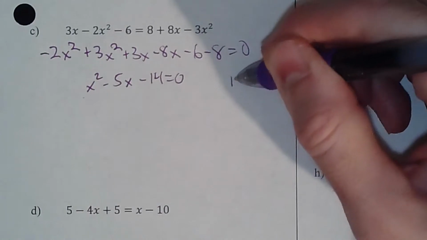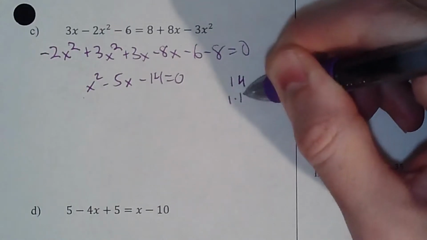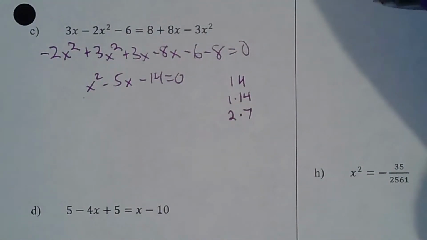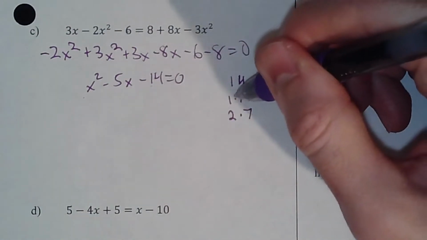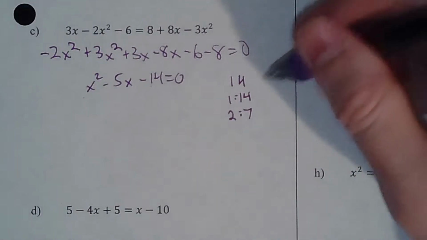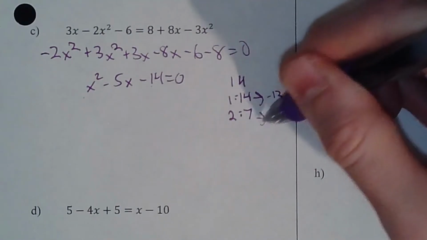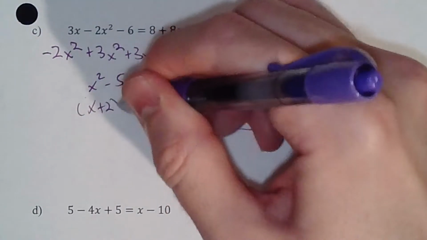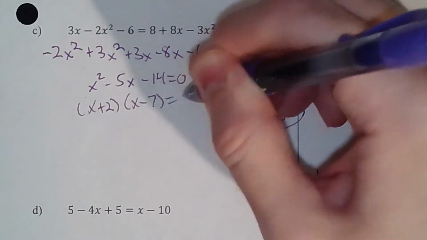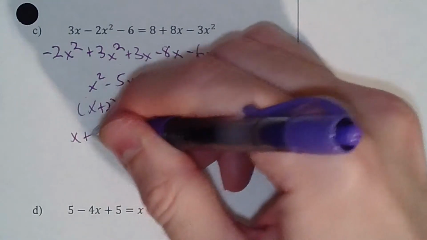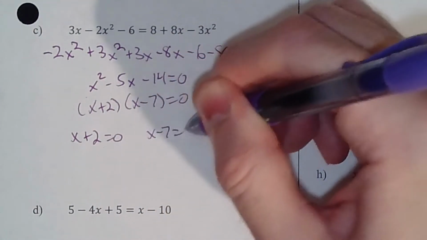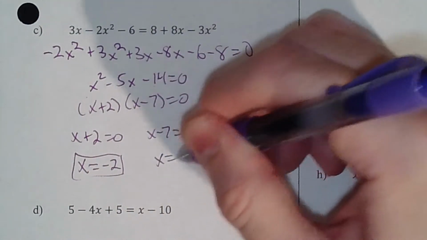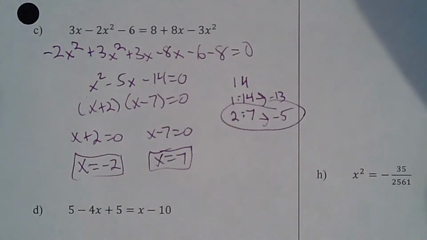What factors to 14? We got 1 times 14. We got 2 multiplied by 7, and that's actually it. Because this is a negative and a negative, it means the negative goes on the right-hand side. This guy adds to negative 13. This guy adds to negative 5, and that's what we wanted. So we got x plus 2 times x minus 7 equals 0. So x plus 2 equals 0. X minus 7 equals 0. X equals negative 2. X equals 7, and we're all done.